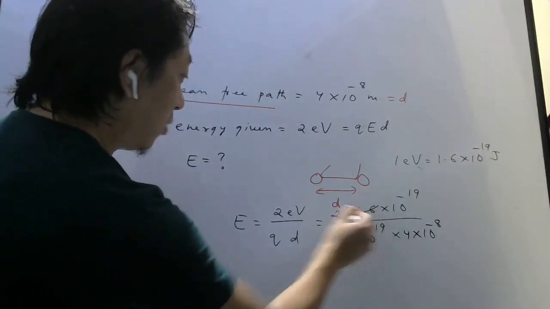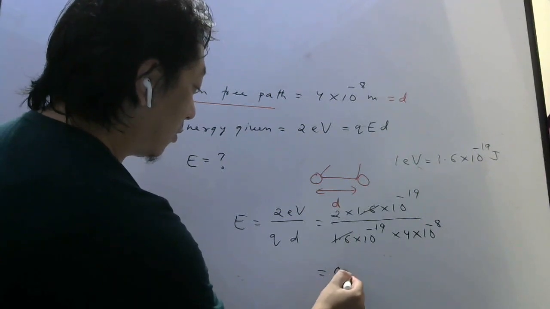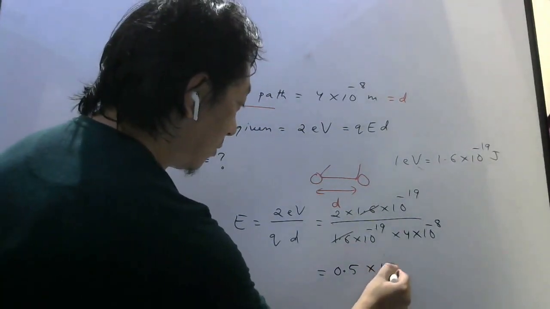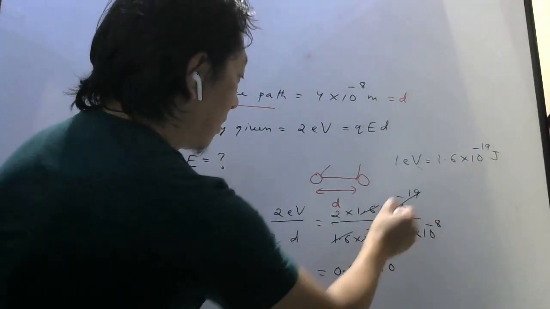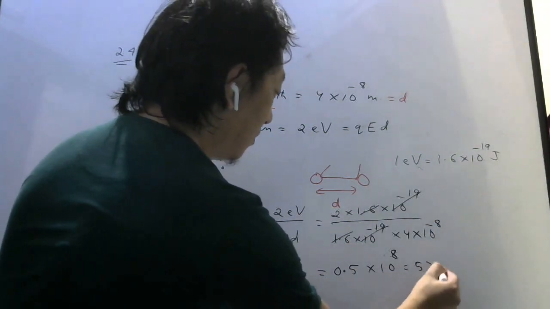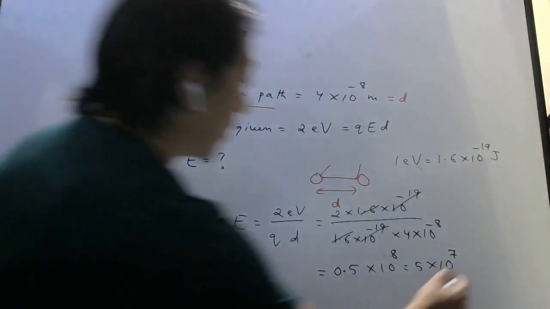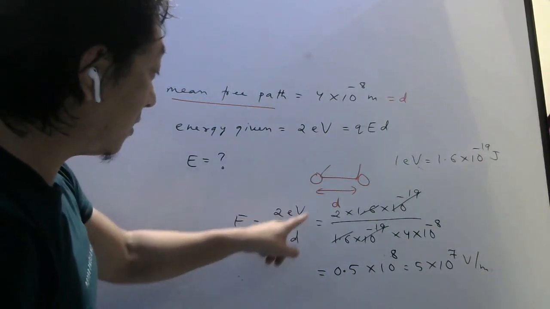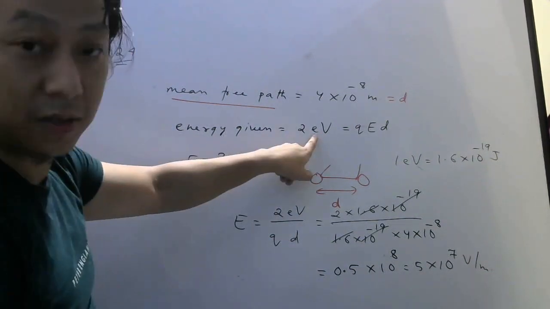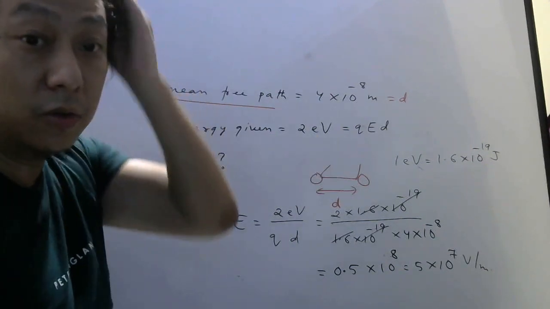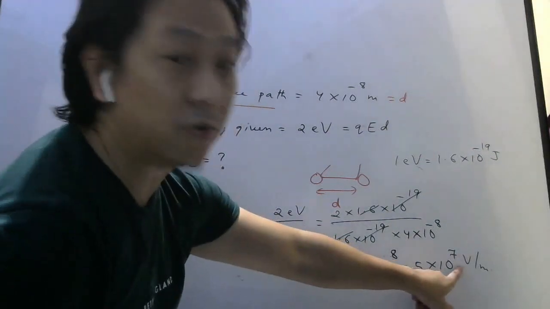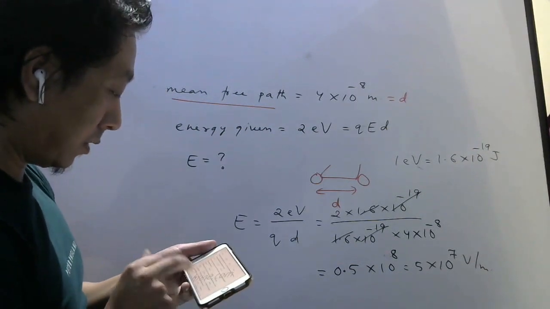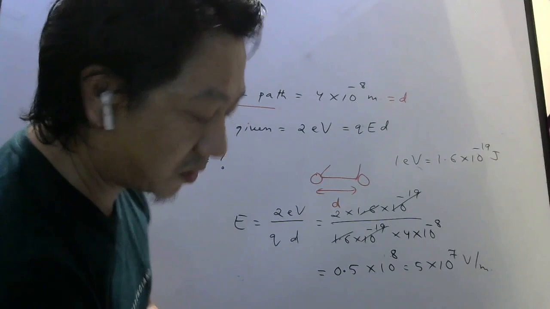So this 1.6 will cancel. 2 by 4 will be 1 by 2, so 0.5 into 10 to the power minus 19 minus 10 also cancels, so plus 8. So 5 into 10 to the power 7 is the unit, either you can say volt per meter or you can say Newton per coulomb. So please understand, this eV is a unit of energy, 2 eV. You have to convert this into joules because we want the answer in SI unit, volt per meter. So which option is this? 5 into 10 power 7, option D.